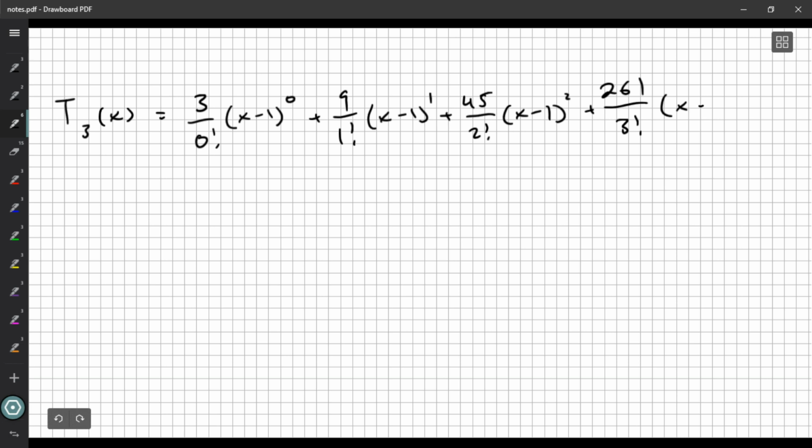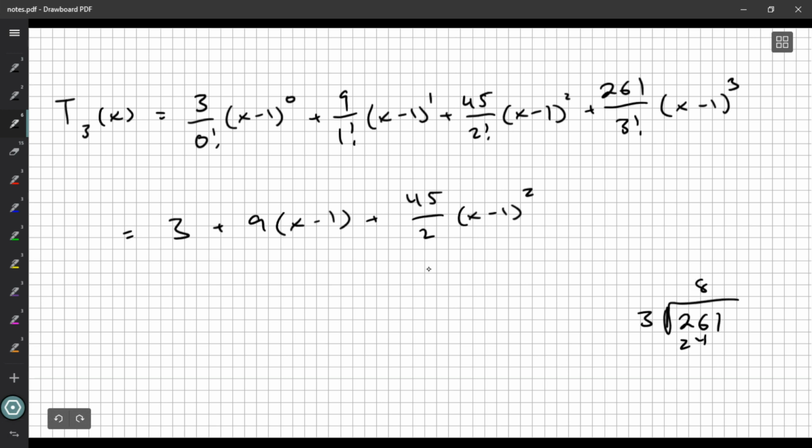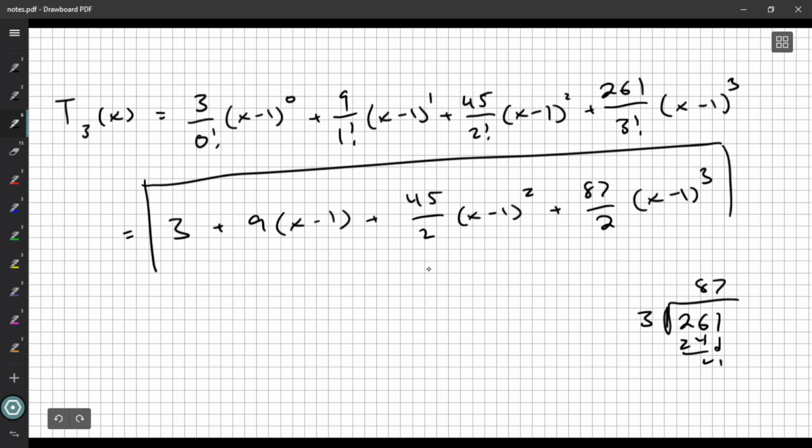And 261 is a multiple of 3, so we could simplify this a little bit. Nothing really we can do with the 45 over 2. But we can divide 261 by 3. 87. So 87, so that cancels out a 3 down there, leaving 2 times 1. So 87 over 2. And there is our degree 3 Taylor polynomial centered around 1.